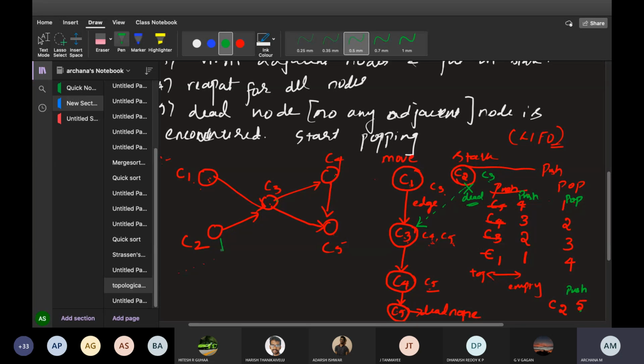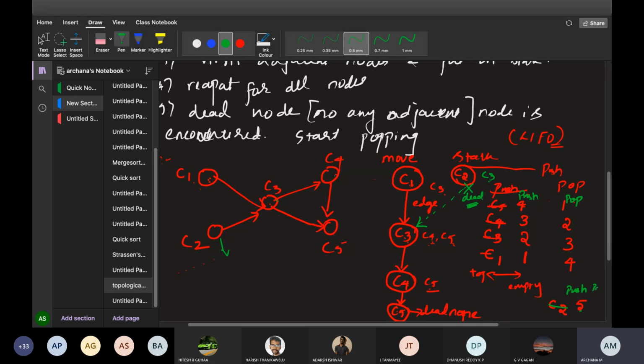Now there is no node from C2. No node from C2. Look here. Is C2 having any other node apart from C3? No. So C2 is encountered as a dead node. Once this is encountered as a dead node, what you have to do? You have to pop it from the stack. So pop this from the stack. Remove this.